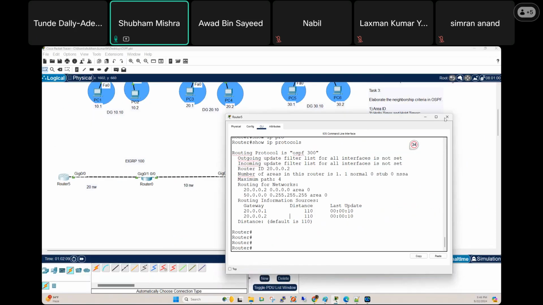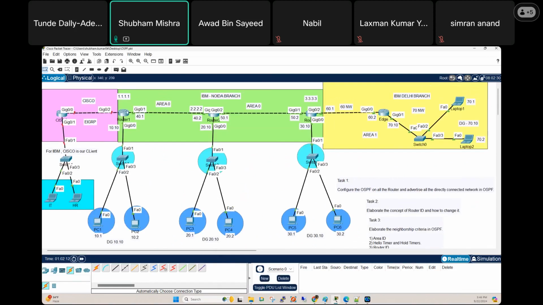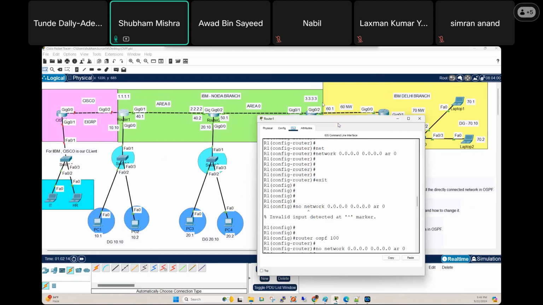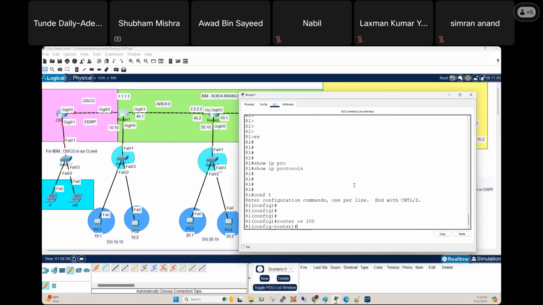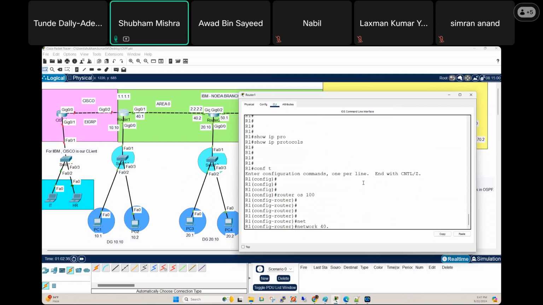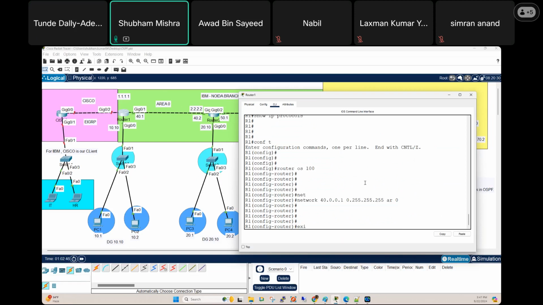But it should work here, but I don't know why it is not working in the Packet Tracer. Let me check here. On R1, show IP protocol. No, nothing is configured. Router OSPF 100, network 40.0.0.1. What will be the wildcard mask, guys? 0.255.255.255. Area is 0. Yes, everyone? Yes or no?